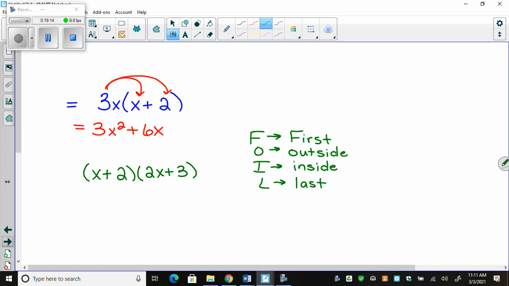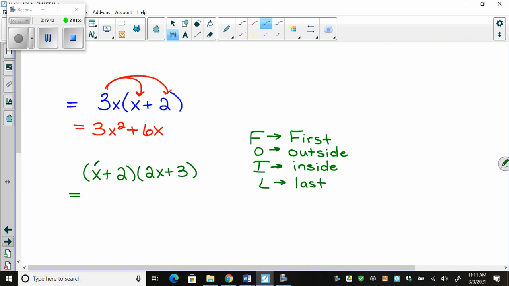It only works when you have a binomial times a binomial, so something with two terms times something with two terms. We didn't use it in the previous one because we had a monomial, one term times a binomial, right? So we just distributed. So you could do this out of order. You could do outside, inside, last, front, whatever. But then there's a chance you might miss something, right? So that's why the teacher teaches FOIL, because then you're in a proper order.